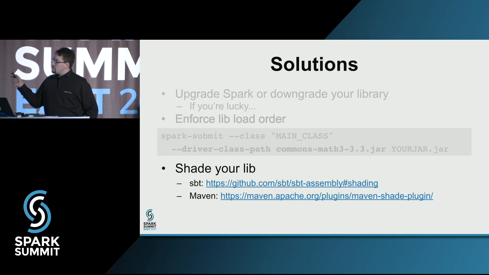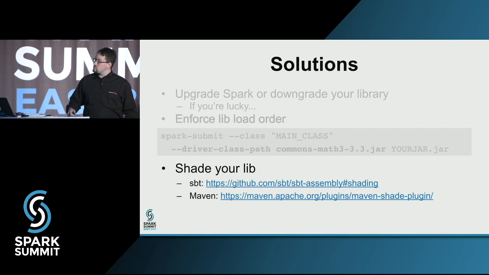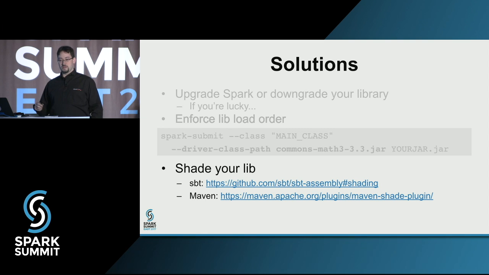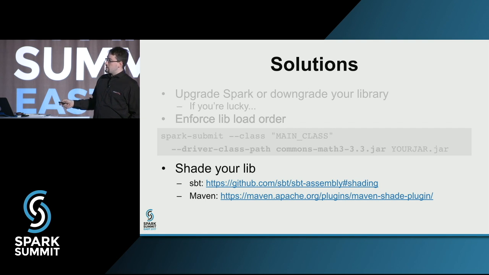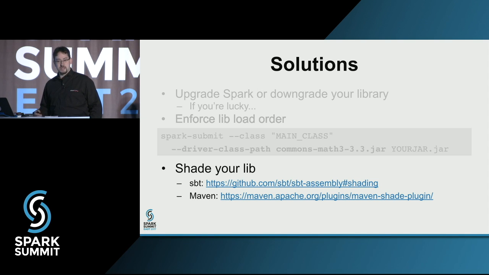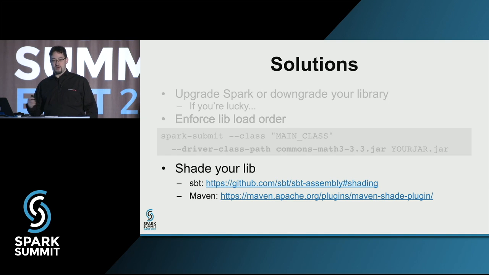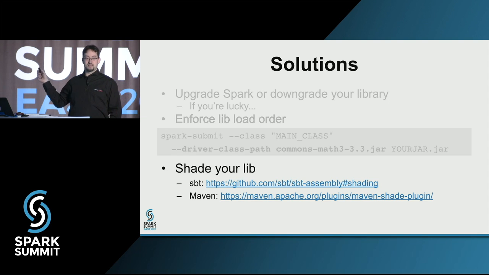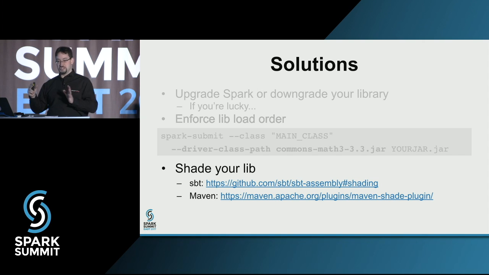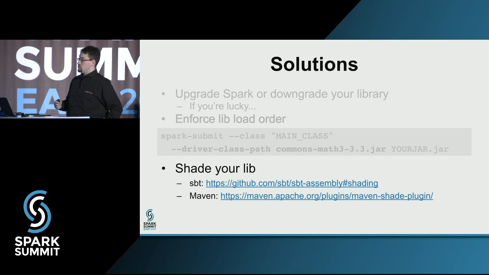And the last thing, the one that should fix it once and for all but adds slightly more complexity, is you can shade your library. I've given you the links. SBT and Maven both have ways to easily shade. What shading is saying is, we know that there are going to be two math3s in there, and it's essentially going to rewrite your code so that the shaded one acts as if it's not really math3. It's kind of a separate thing, so that Spark's version doesn't clash with the version that you're using in your own libraries.